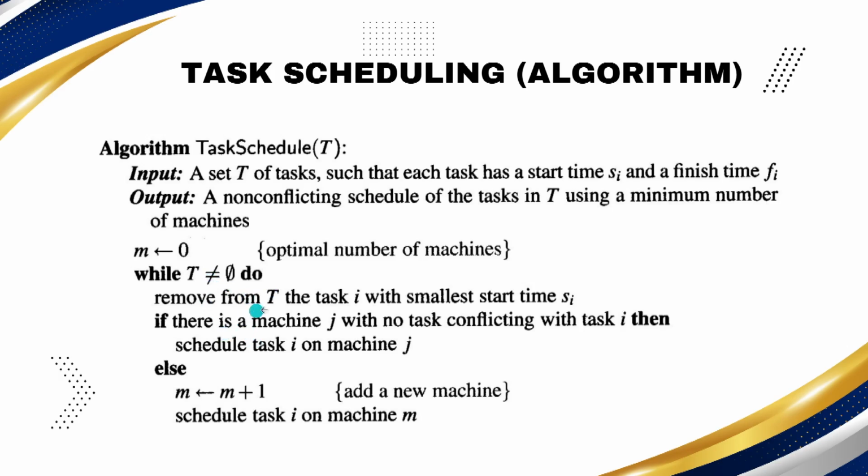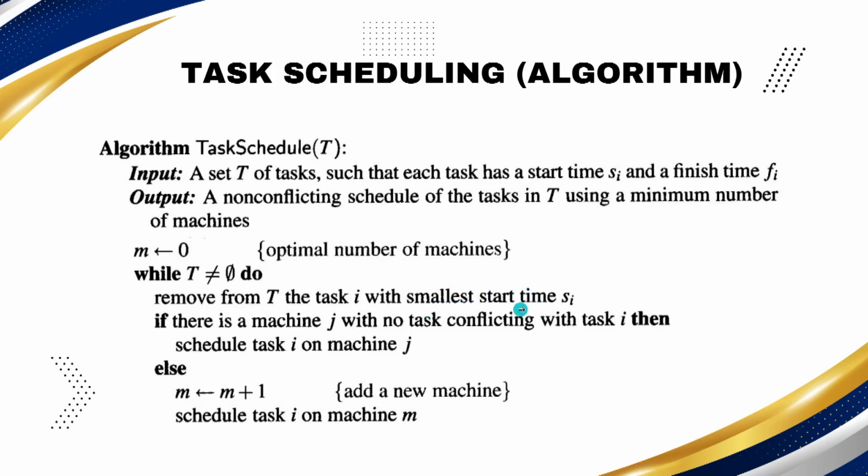We have to repeat this process till our task set is empty. So, while T is not equal to null, we do the following steps. First, we remove the task i with the smallest start time Si. So, we pick up a task with the start time Si, and that should be the smallest of all, because that is the task that has to be executed first, otherwise we may exceed the time. So, we pick up the one whose start time is the smallest. Say for instance, if we have 3 tasks to be completed before 1 p.m., 2 p.m. and 3 p.m.